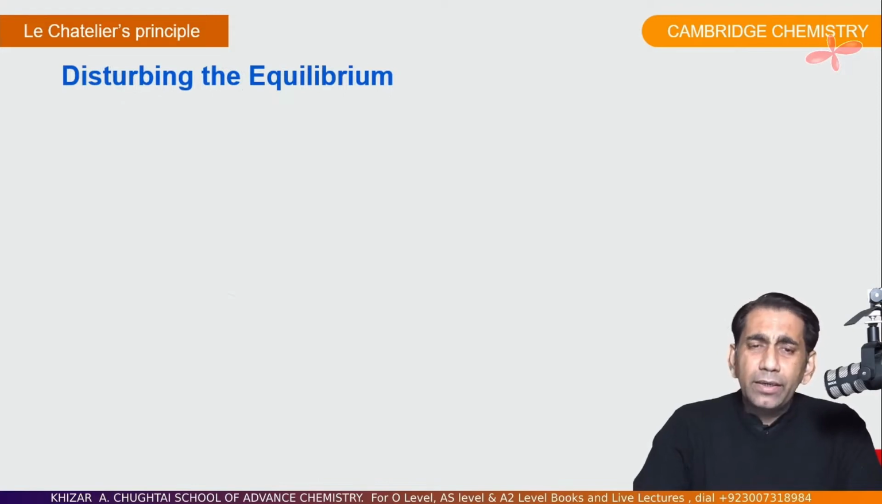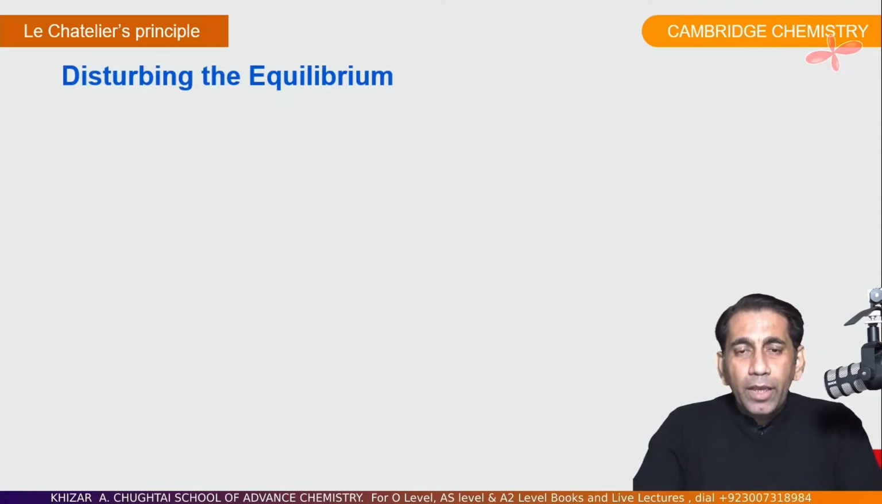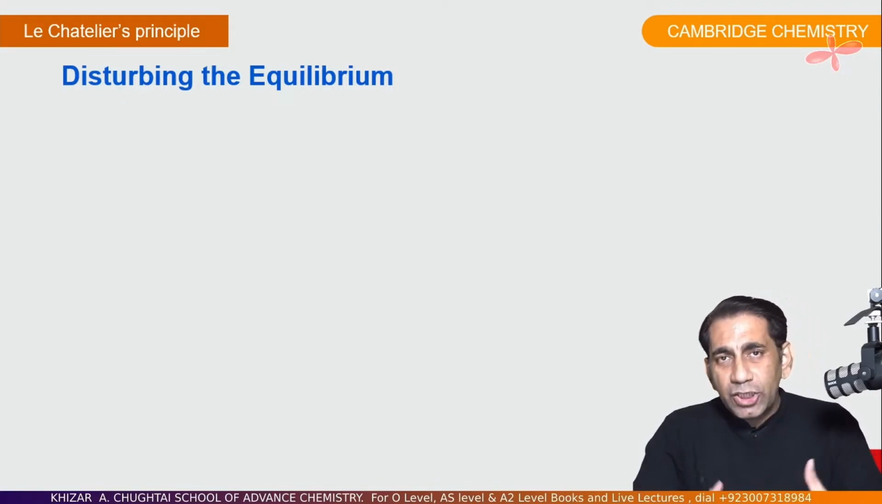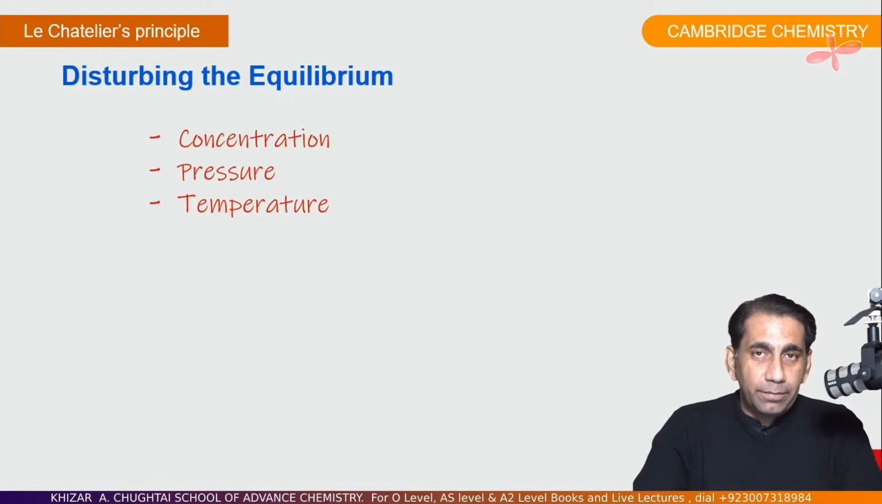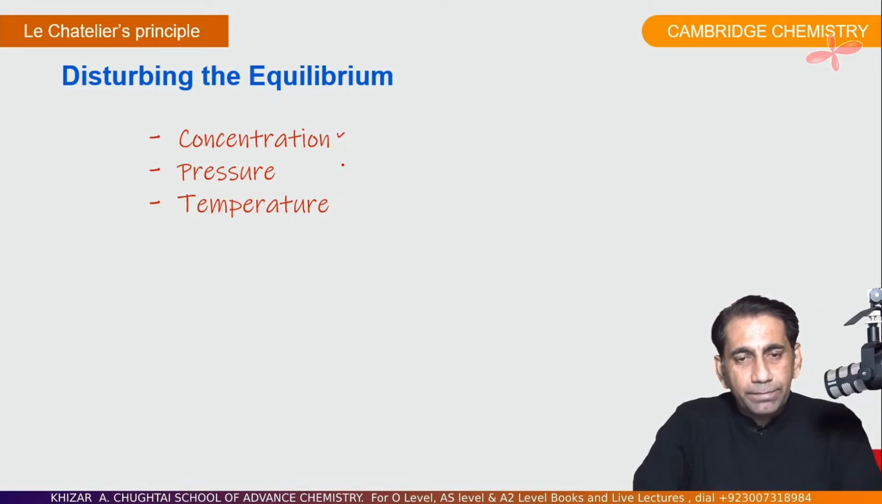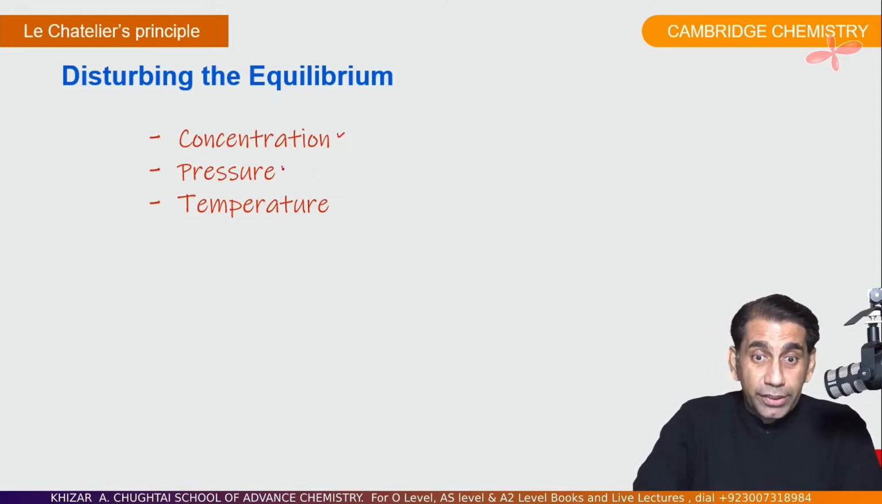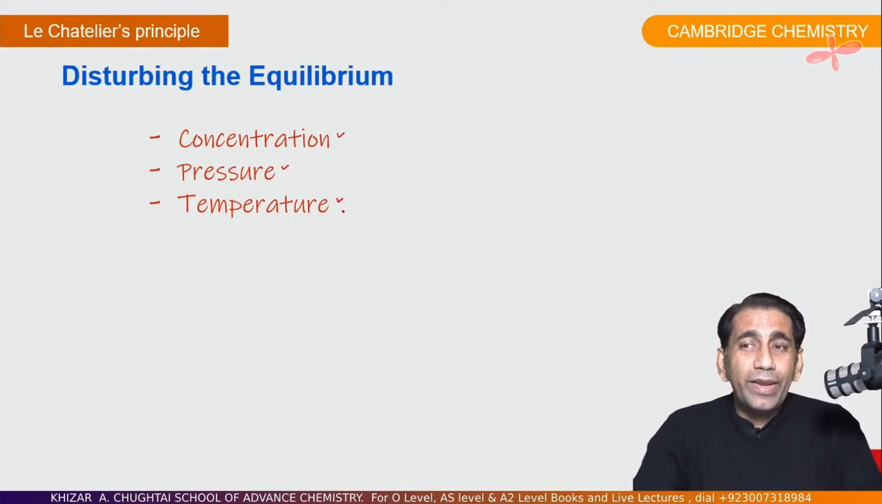The next topic: disturbing the equilibrium. When the reaction has achieved equilibrium, then this equilibrium can be disturbed. It can be disturbed by a change in concentration. It can be disturbed by a change in pressure. It can be disturbed by a change in temperature. So, in three ways, we can disturb that equilibrium.